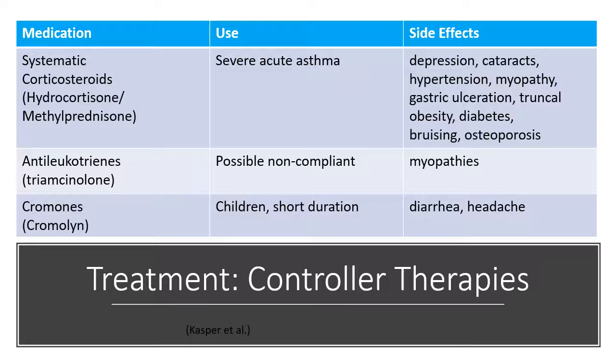Continuing with controller therapies, we're going to discuss the medication that is used in severe acute asthma, which is systemic corticosteroids, including hydrocortisone and methylprednisolone. Some of the possible side effects from systemic corticosteroids are depression, cataracts, hypertension, myopathy, gastric ulceration, truncal obesity, diabetes, bruising, and osteoporosis. Now, the medication that can be used with patients who are possibly non-compliant is anti-leukotrienes. A possible side effect from this medication is myopathies.